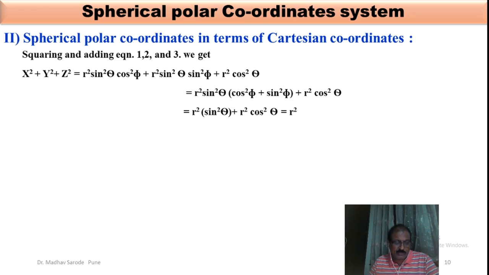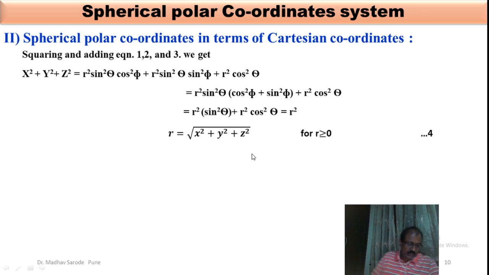And the final value we get is r square, meaning x square plus y square plus z square is equal to r square. Therefore r equal to root x square plus y square plus z square, and the value of this r is always greater than or equal to 0. It's not a negative value. This r is always positive. So this is the first transform equation in terms of Cartesian coordinates. This r can be written as root x square plus y square plus z square.